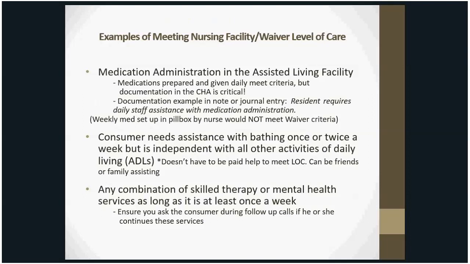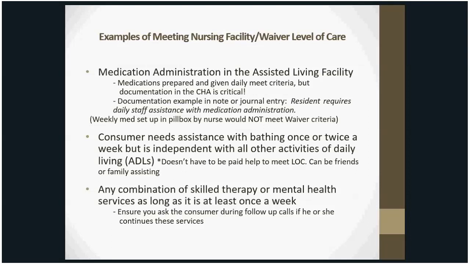So let's look at some examples of meeting that nursing facility waiver level of care, and we'll take an assisted living example first. Medication administration in an assisted living facility may qualify somebody for waiver services if the medications are prepared and given by staff on a daily basis. That means the individual cannot self-administer. They're not safe to self-administer. They need the staff in the facility to administer those medications daily.